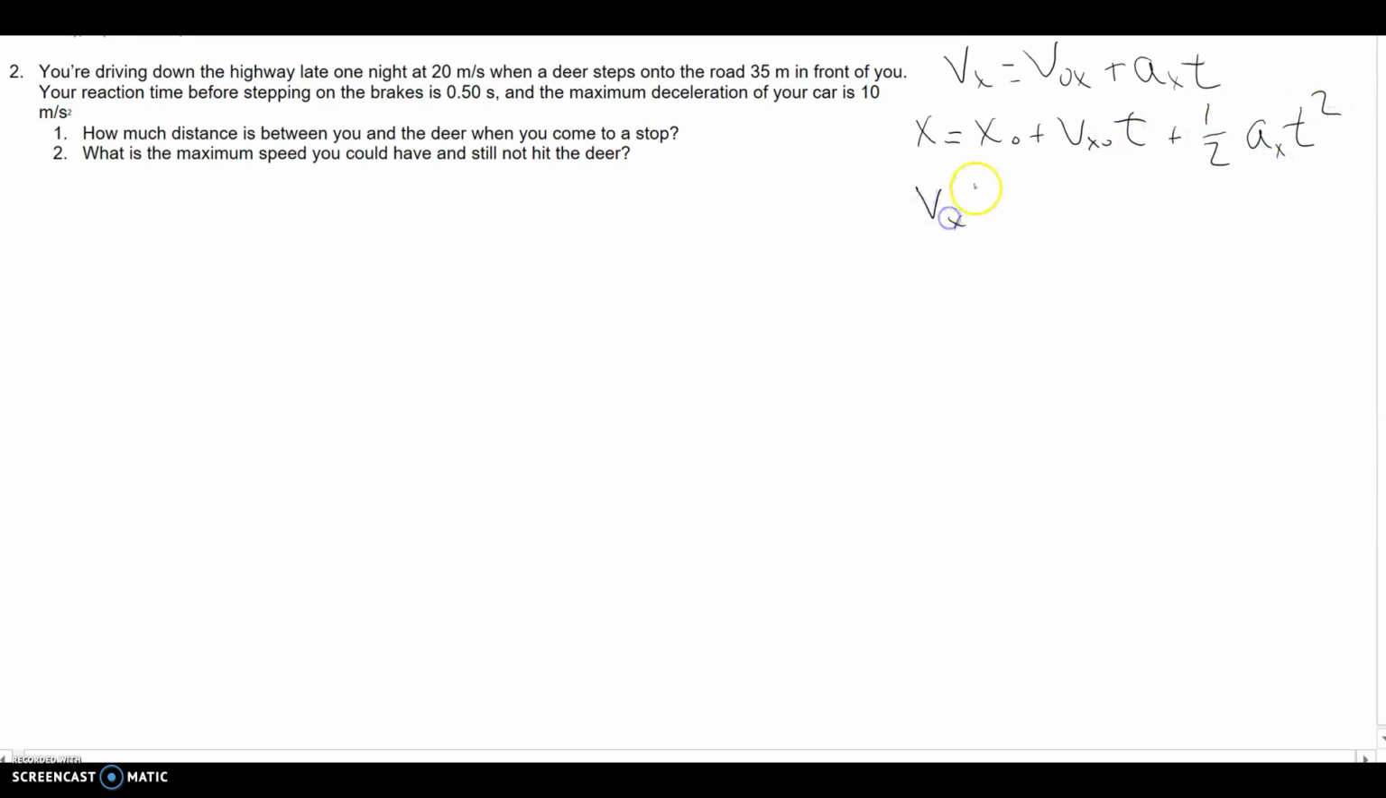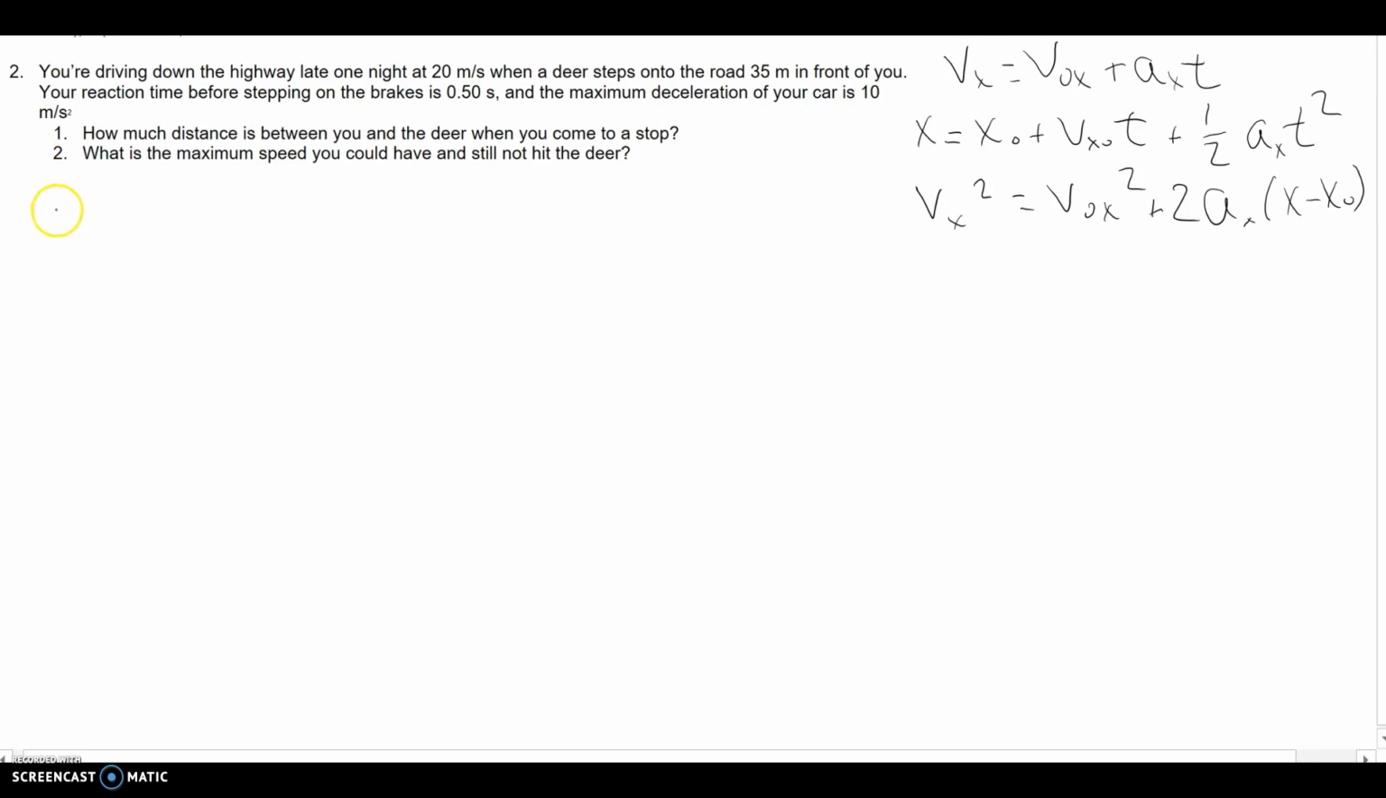And finally, the no time equation. That should be a subscript of x there. All right, so we have our 3 kinematic equations here. So what we want to do first is kind of draw what's going on. And I'm going to draw this kind of in 3 parts, so to speak.